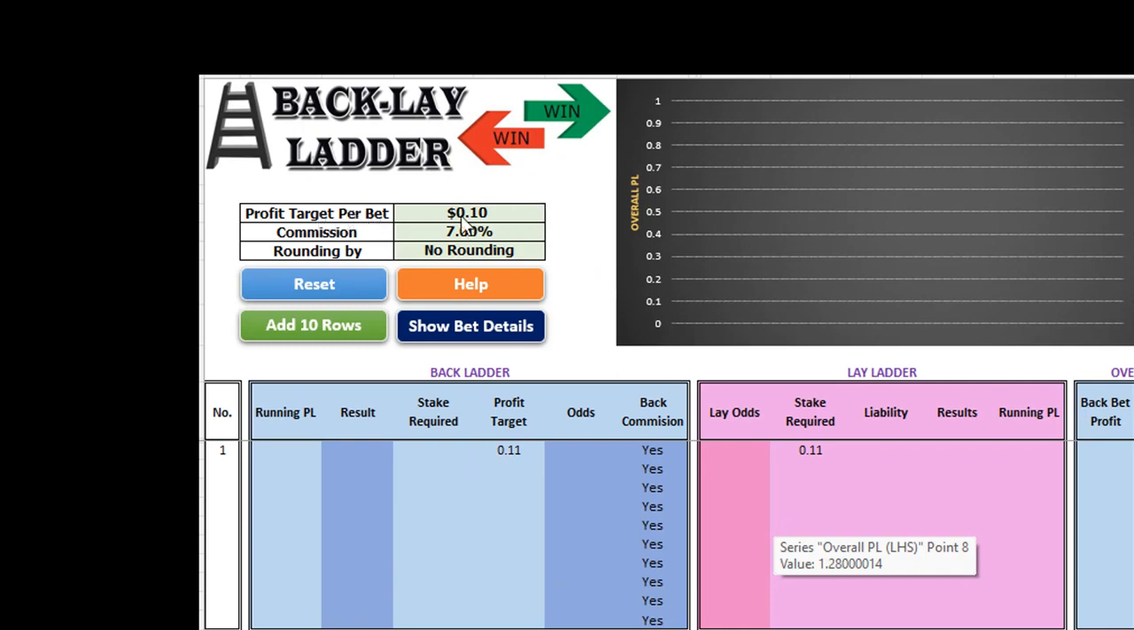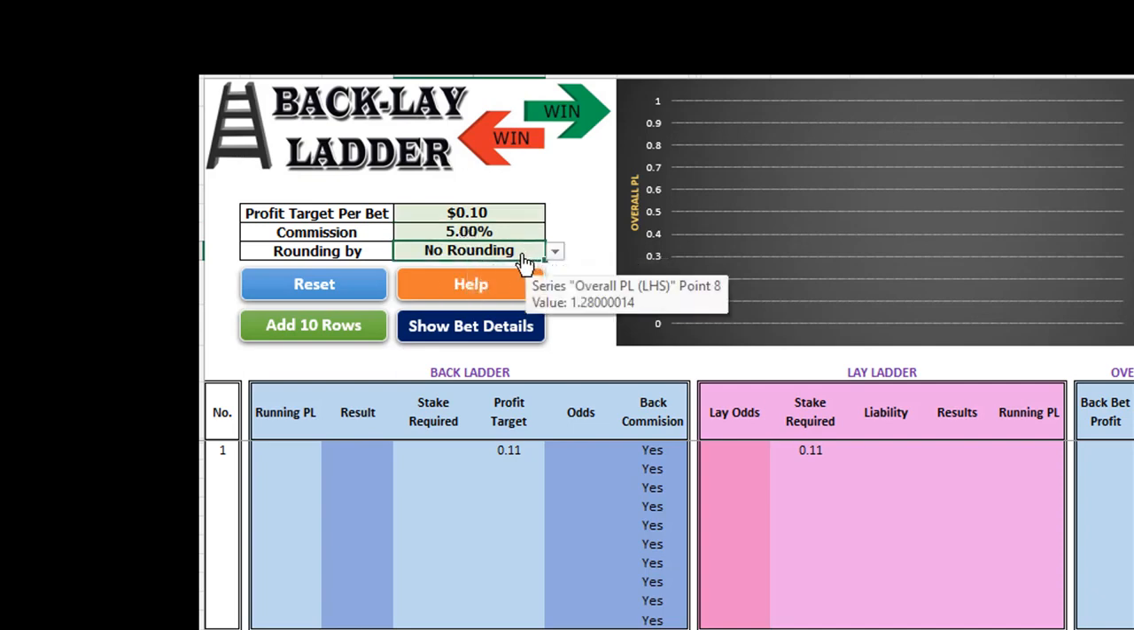So when we set our profit target here, and I've set it at 10p or 10 cents, then it'll be 10p that we want to win on the back and 10p we want to win on the lay. Keep in mind, even though we put in 10p or 10 cents, it's actually going to be 20 cents per race or event. For commission, I'm betting in Australian racing at the moment, so I've got 7%, but if you're betting in UK racing, you put in 5%.